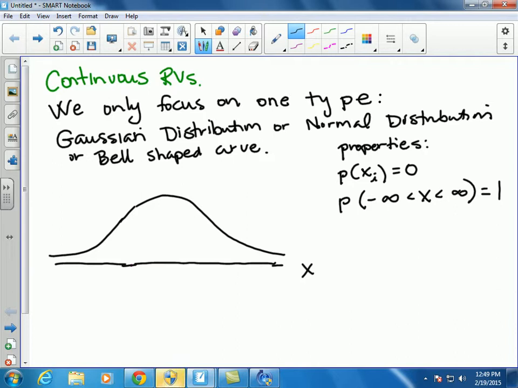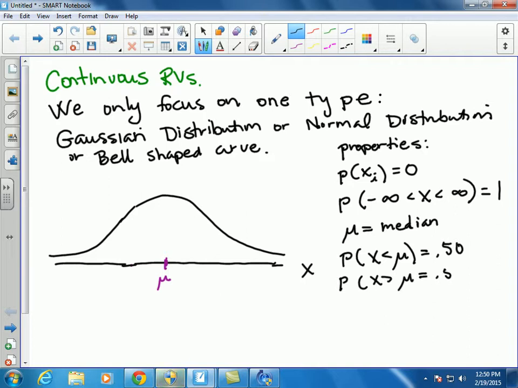Okay, the other thing that happens is that the mean equals the median, and the mean is right here in the middle of the graph, mu. Another property is that the probability of x being less than the mean is 50%, and the probability that x is bigger than the mean is also 50%.